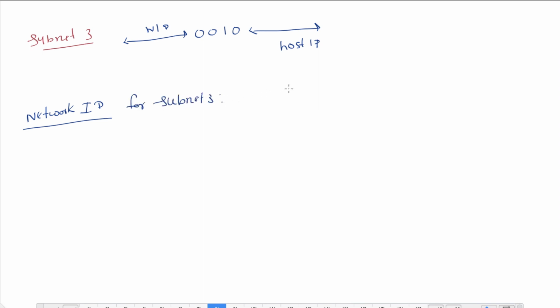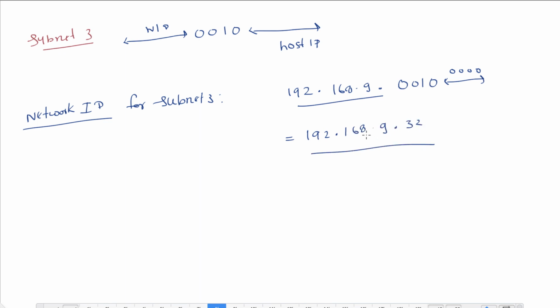It will be 192.168.9, because this is the network ID, and then dot, I'm writing it in binary 0010, and then 4 zeros. This is the network ID, which is 2 power 0, 2 power 1, 2 power 2, 3, 4, 5. So which is 32, which is 192.168.9.32. This is the network ID for subnet 3.